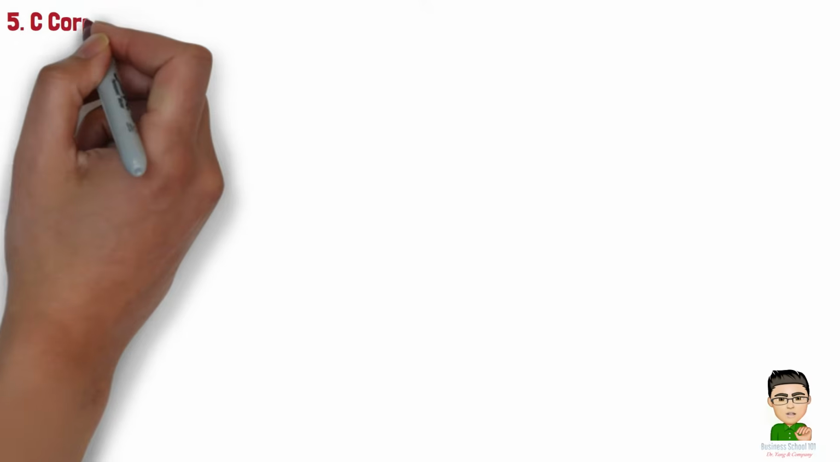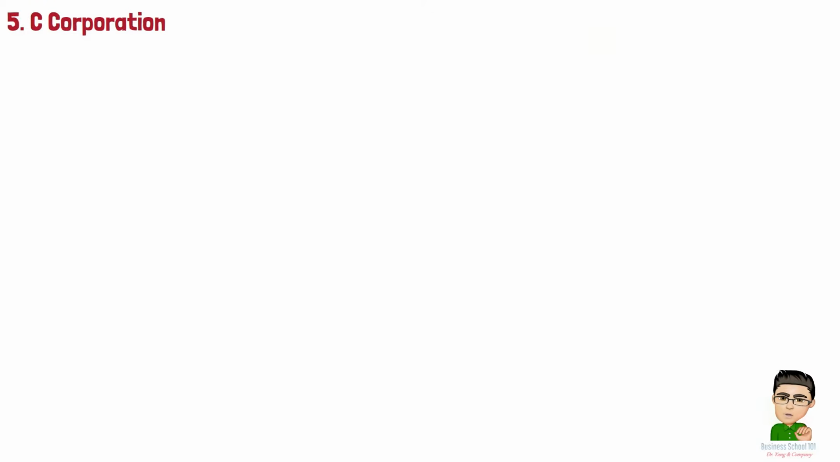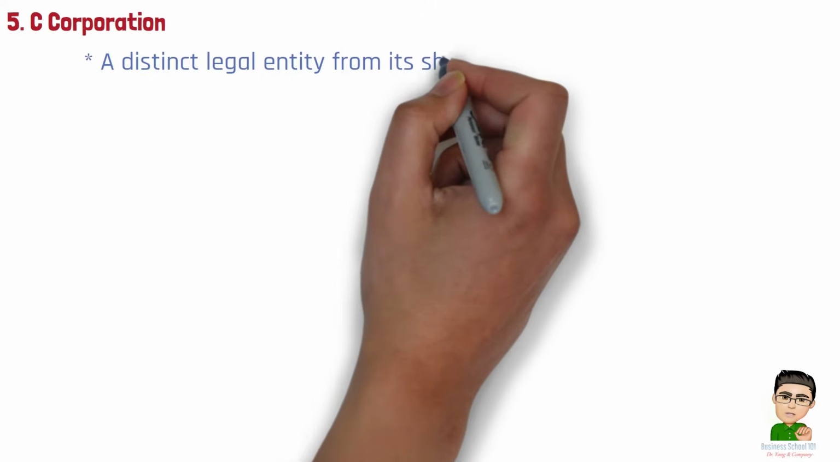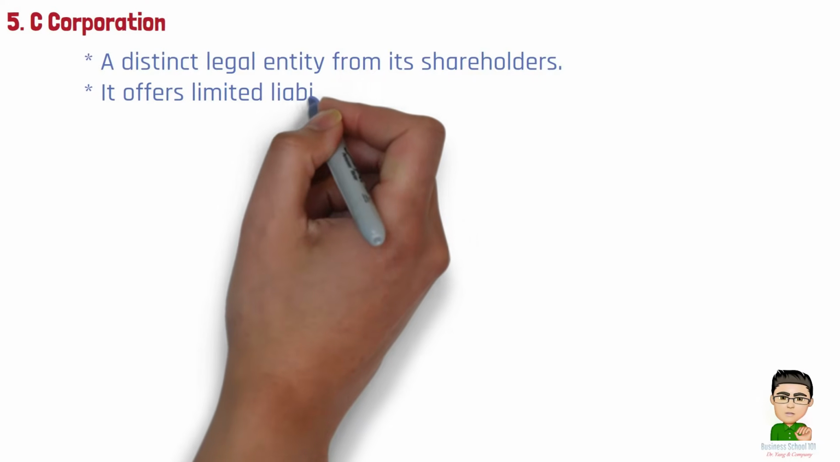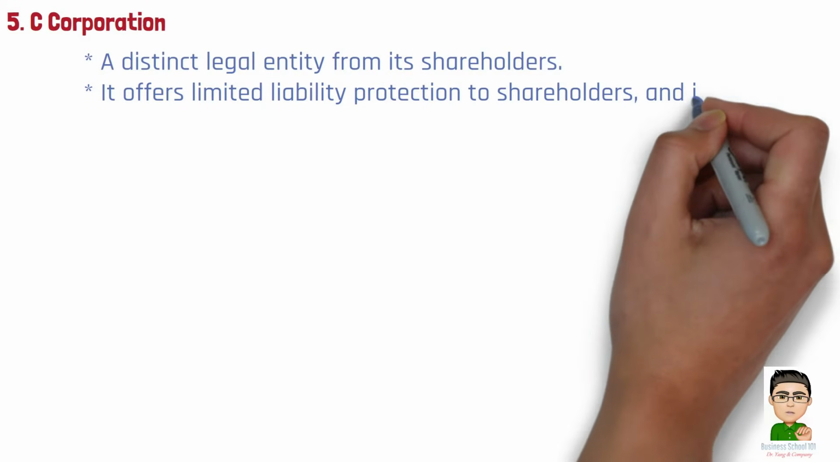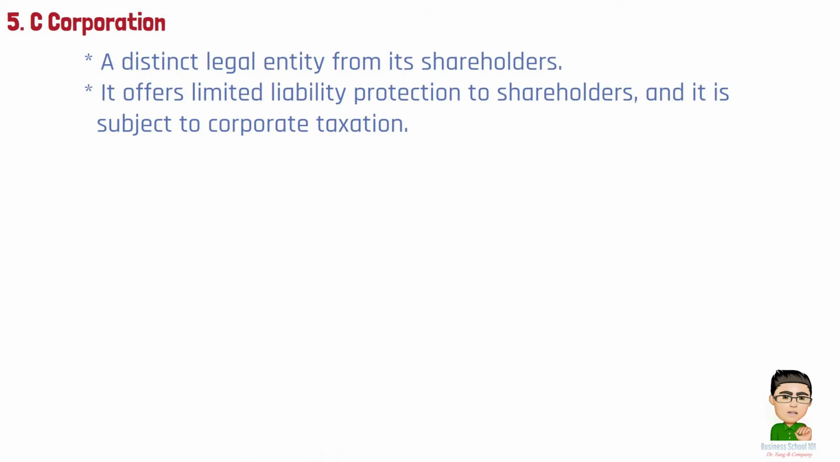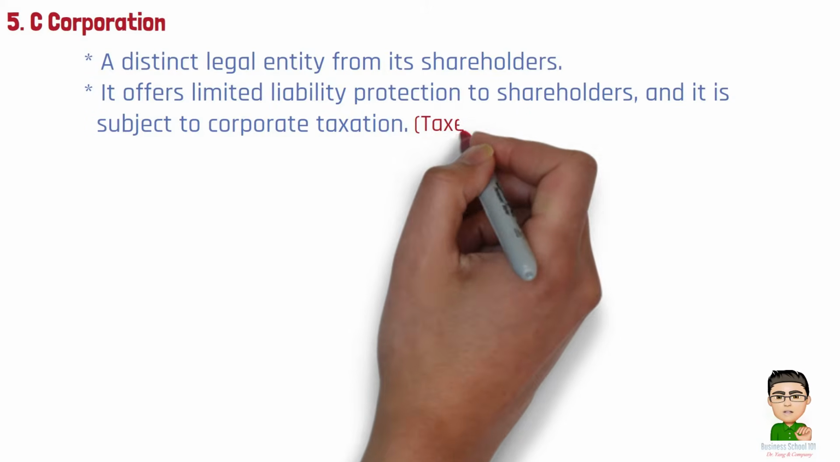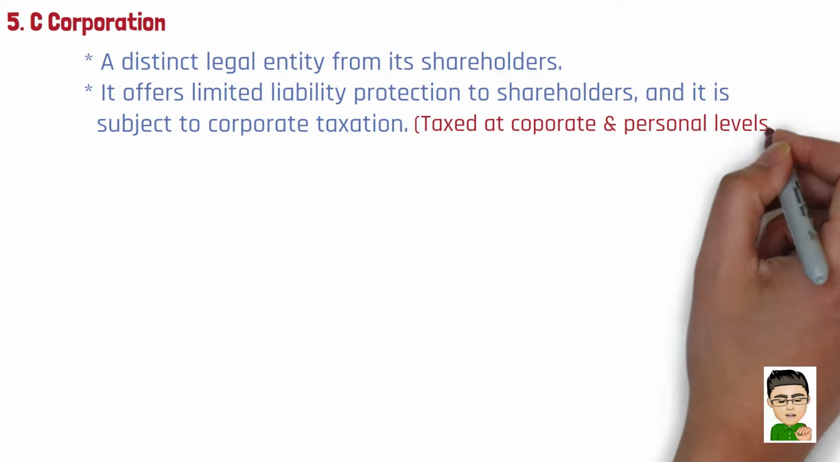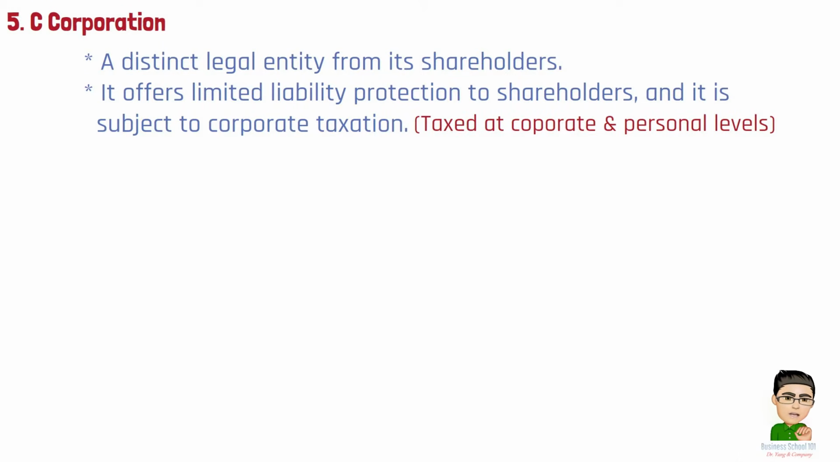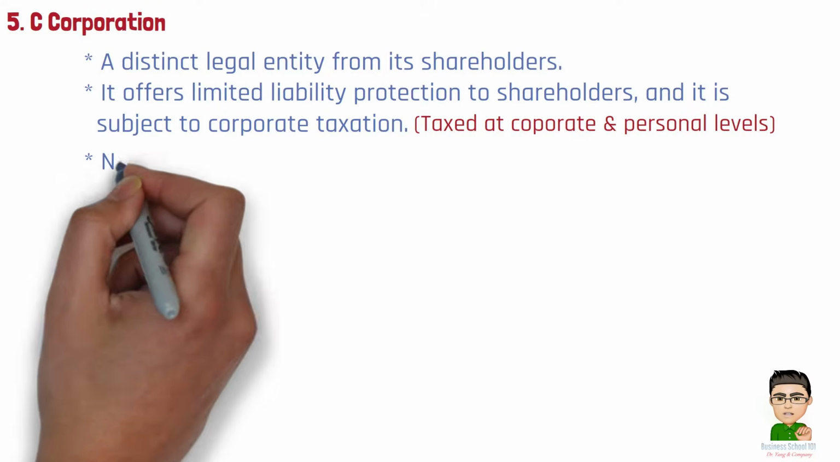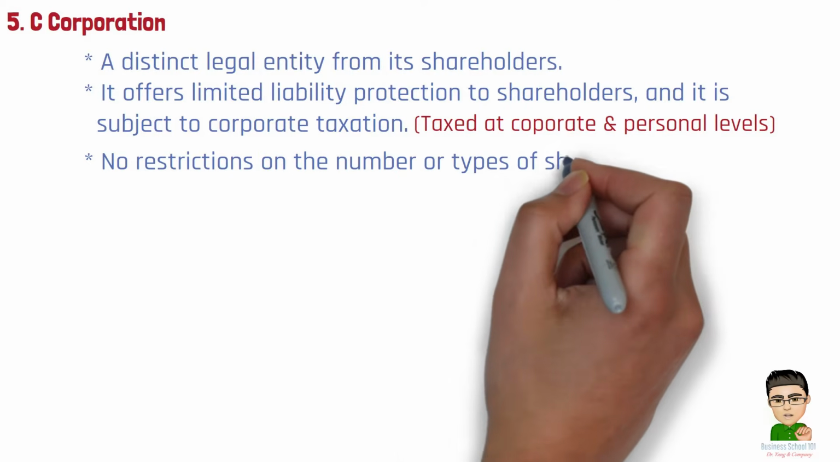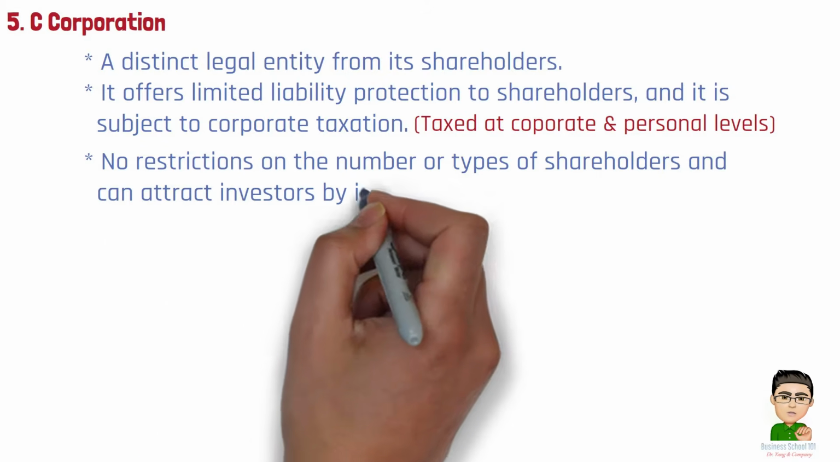Type 5. C Corporation. A C corporation is a distinct legal entity from its shareholders. It offers limited liability protection to shareholders, and it is subject to corporate taxation. This means that corporate profits are taxed at the corporate level, and any dividends or distributions to shareholders are also taxed on their personal tax returns. C corporations have no restrictions on the number or types of shareholders and can attract investors by issuing stock.